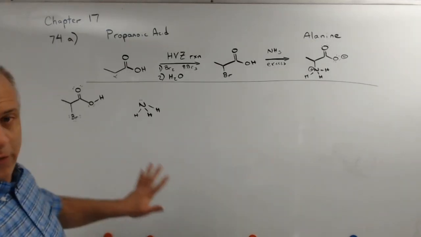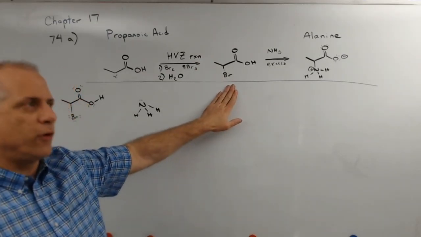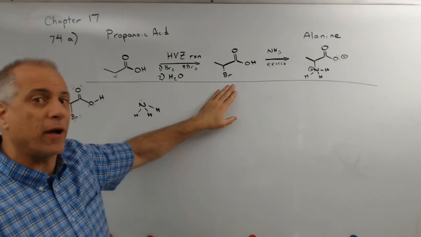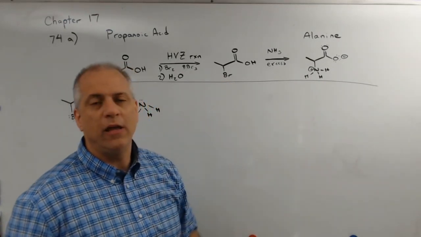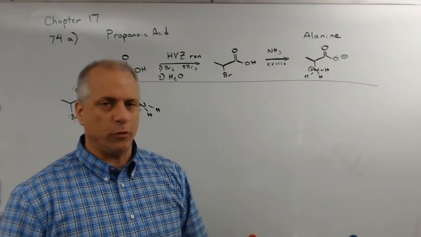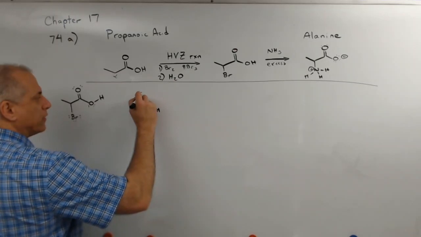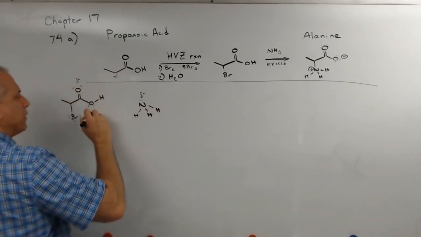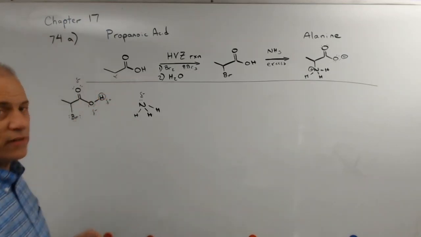In the previous segment, we finally did our Hell-Volhard-Zelinsky reaction to alpha brominate a carboxylic acid. Now, the final step to create alanine is just to react this with excess ammonia. Ammonia is a weak base, nitrogen, delta minus, over here, delta minus, delta minus. This hydrogen right here is delta plus. This is a carboxylic acid.